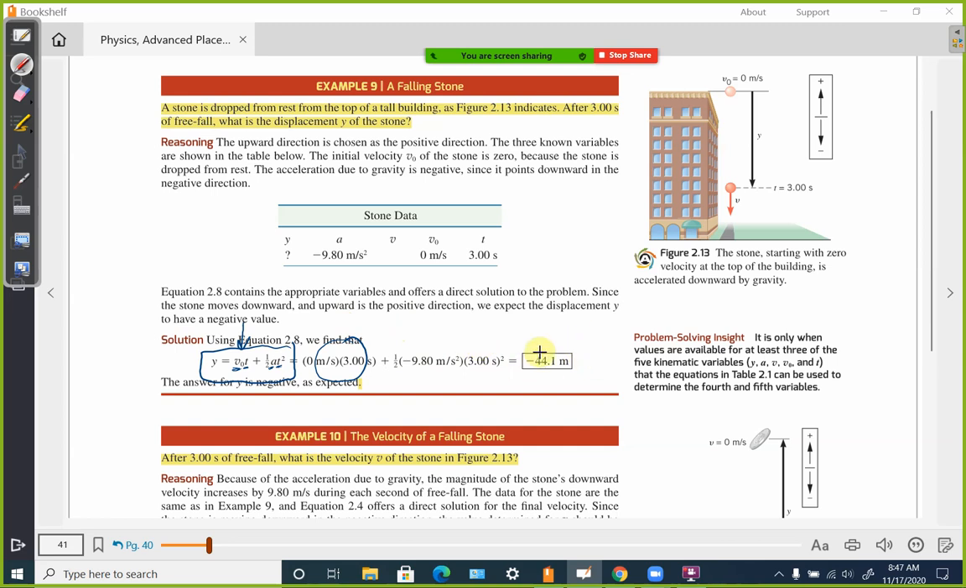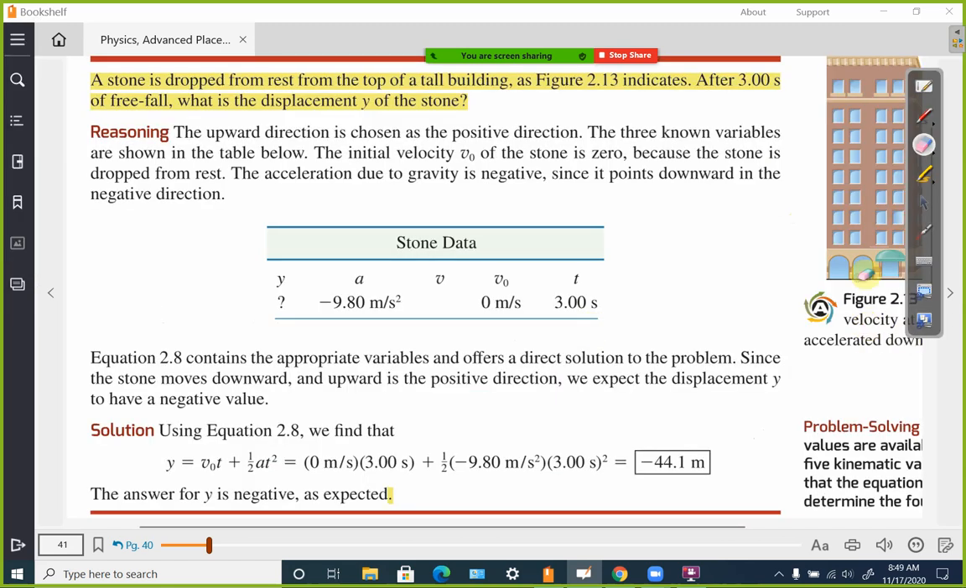Technically negative 44.1. Now, you're going to say to yourself, well, wait a minute, why is that negative? How can I have a negative meter? Well, if you think about this, this is y equals 0 up here, right? That's my starting location because that's where I'm dropping it from. So by convention, if it goes down this way, this is going to be in the negative direction. So that's why it's negative 44 meters. All right, so that is the first example.